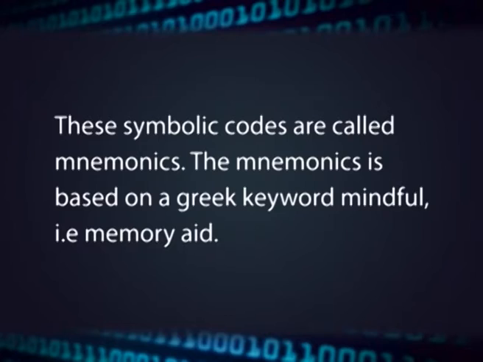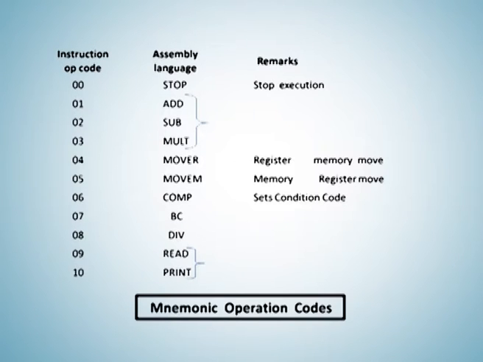Therefore, each CPU manufacturer while designing a particular model of CPU has assigned a symbolic code to each instruction. These symbolic codes are called mnemonics. The word mnemonic is based on a Greek word meaning memory aid. That means the mnemonic for an instruction consists of a word that suggests the operation performed by that instruction. In turn, it helps to easily memorize the instruction.